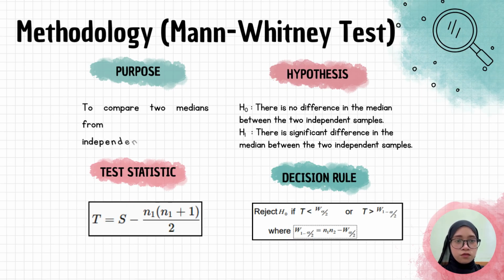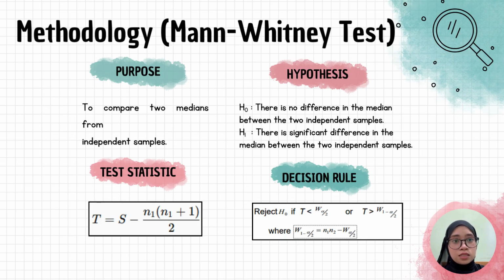For the first objective, we use the Mann-Whitney U test. This non-parametric test is suitable because it compares the median car price between two independent groups, which are vehicles with leather interior and vehicles without leather interior. The null hypothesis states that there is no significant difference in median car price between the two independent groups, while the alternative hypothesis states that there is a significant difference in median car price between the two independent groups.